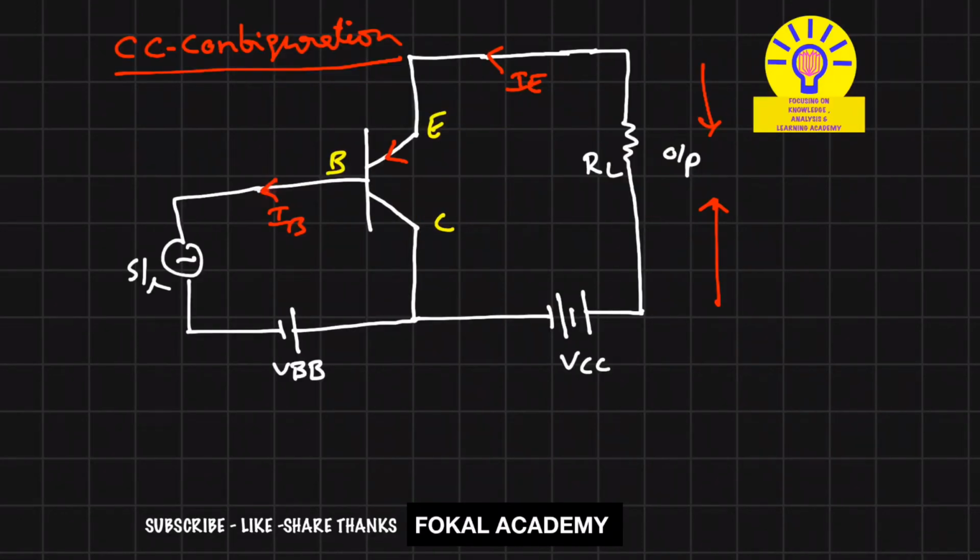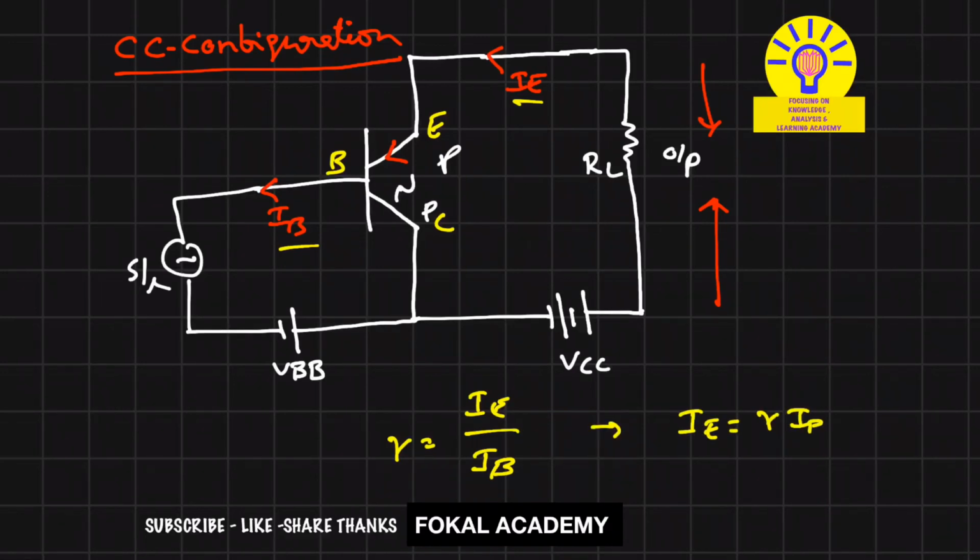This is the common collector configuration. Here also I am using a PNP transistor. Here the collector is grounded, meaning common, the input signal is given to the base, and the output is collected at the emitter. Output current by input current is defined as the current amplification factor, here it is gamma. So gamma equal to output current IE by input current IB. From this we get emitter current equal to gamma into base current.